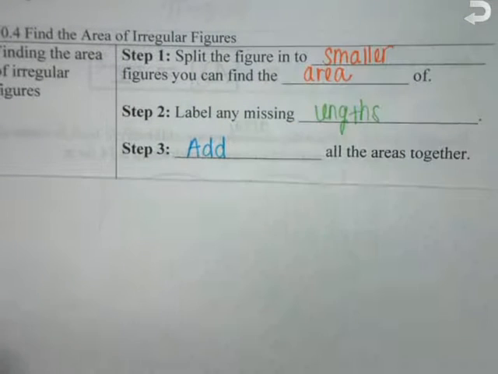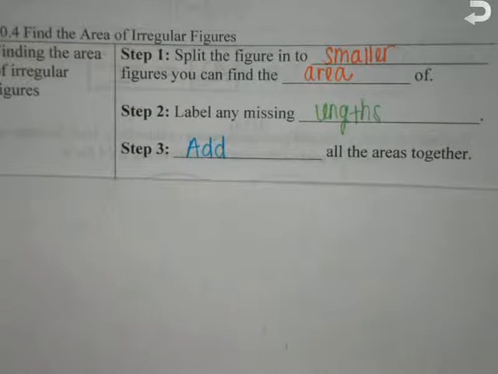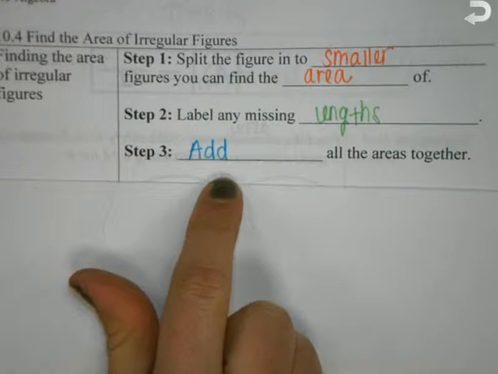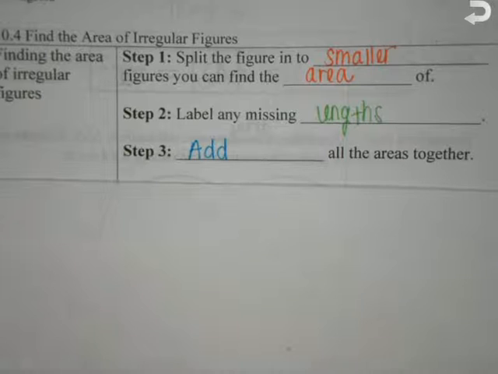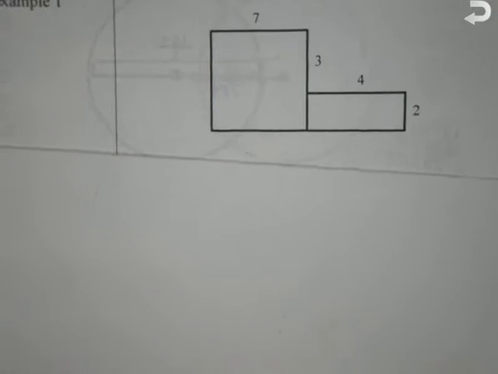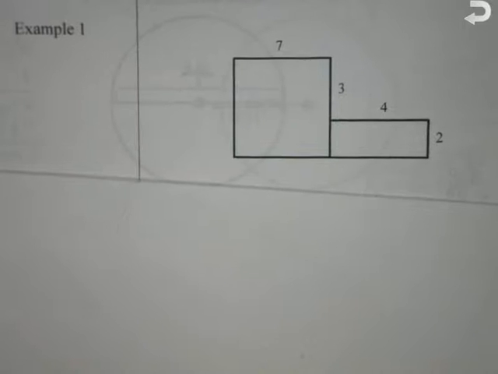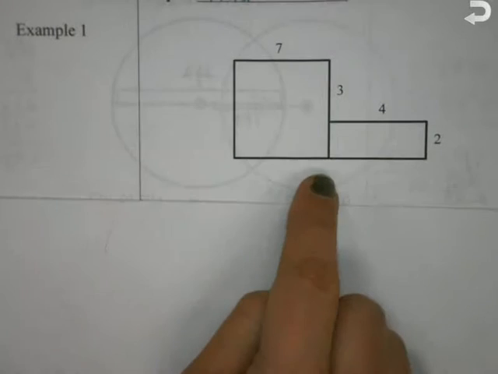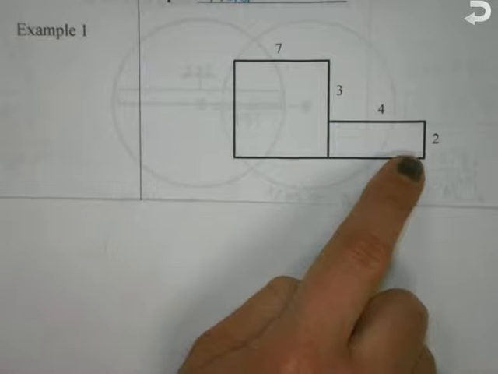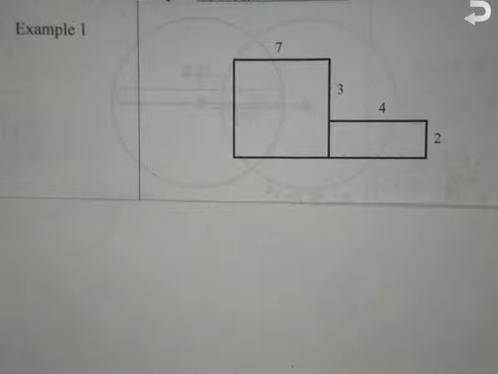Okay? So we're going to first step split it up. Second step, label anything that's missing. And then third step, add all of those areas together. Okay? Seems pretty easy, right? And a lot of times, like in example 1, they're already going to have it split up for you. Okay, so notice how in example 1 we have this kind of weird shape, but we can split it up into smaller boxes, right? To make the areas a little bit more manageable. So this one's already split up for us, but we do need to label any missing sides.